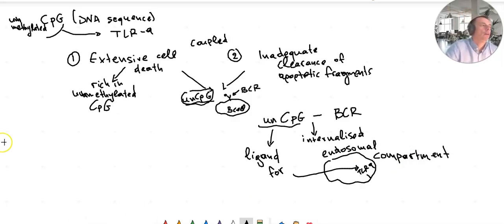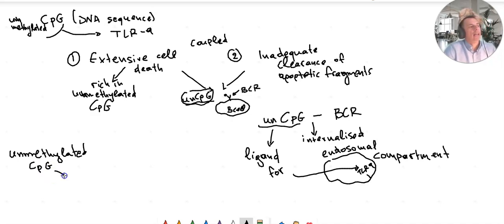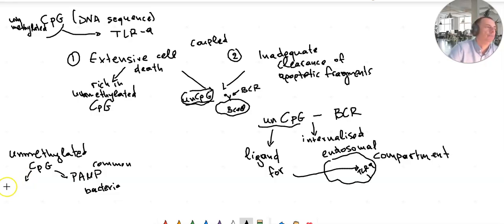So make also a note here that the unmethylated CpG can be a pathogen-associated molecular pattern, common in bacterial cells, but also can be found in mammalian apoptotic cells.